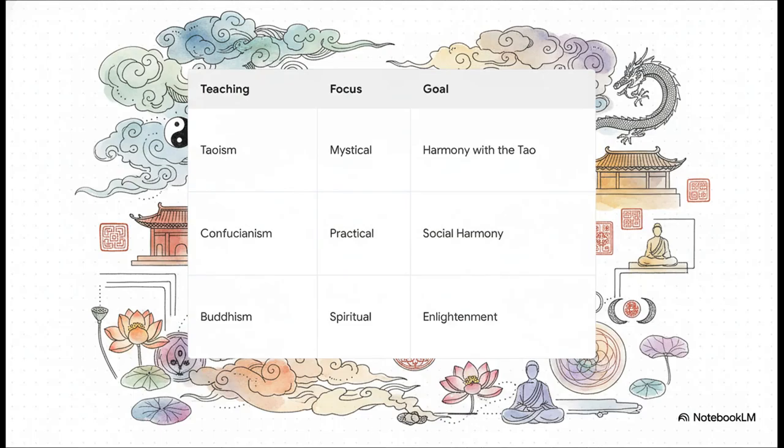And you can really see here how these three teachings kind of complete each other. Taoism gives you this mystical, internal path to finding harmony with the universe, with the Tao. Confucianism gives you a really practical, external set of rules for creating harmony in society. And then Buddhism, which came over from India, adds this deep spiritual layer focused on escaping suffering and reaching enlightenment.